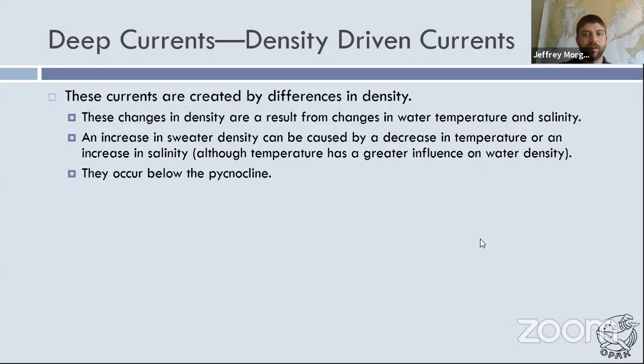And these changes in density, we call that a pycnocline. It's the density gradient in our ocean. So where all of a sudden our density changes on a more rapid scale.